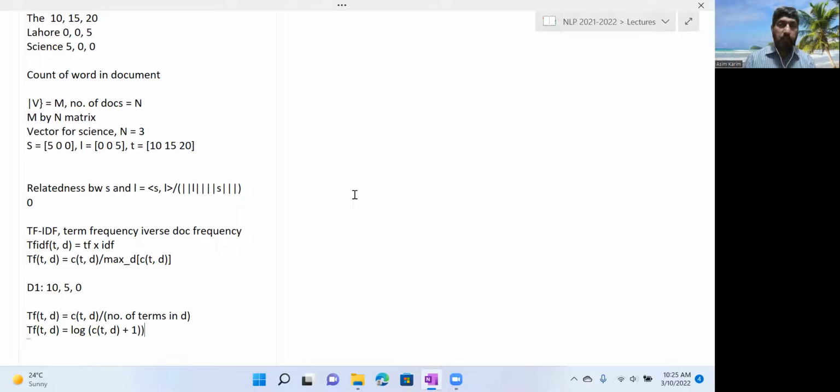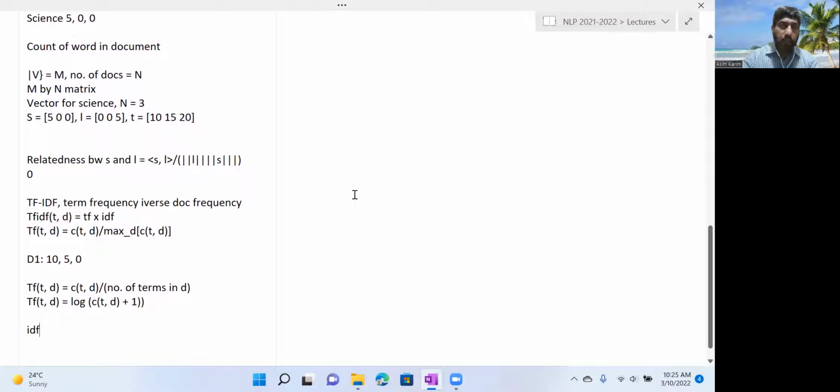So these are 3 ways of computing TF, which basically is directly related to the count of the word t in document d, of course with some normalizations. Normalization, one is with the maximum count of words in that document. The second is with the total number of words in the document. And the third is simply the raw count, just take a log of it.